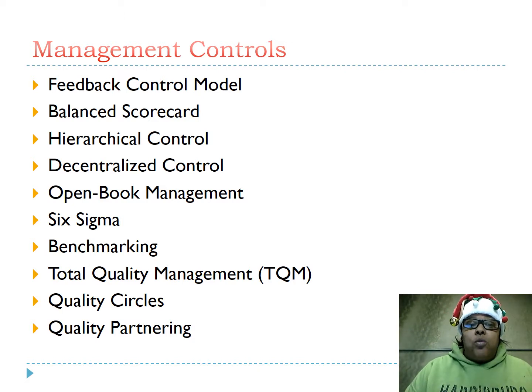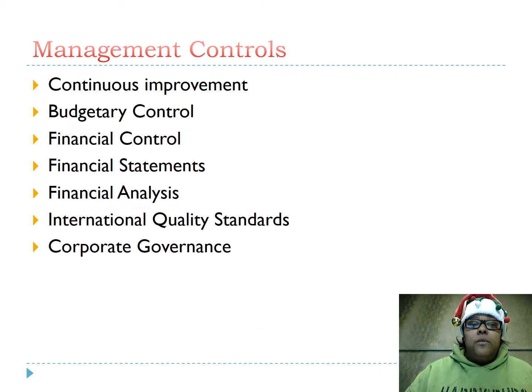Some of the management controls that I found during my research are the feedback control model, the balanced scorecard, the hierarchical control, decentralized control, open book management, Six Sigma, benchmarking, total quality management, quality circles, quality continuous improvement, budgetary controls, financial statements, financial analysis, international quality standards, and corporate governance.